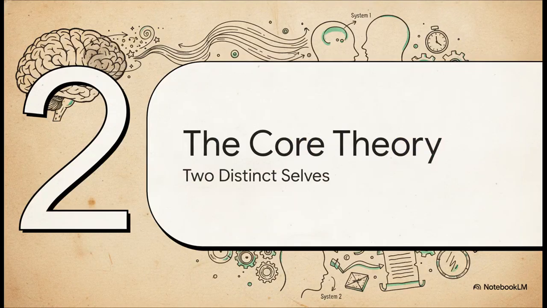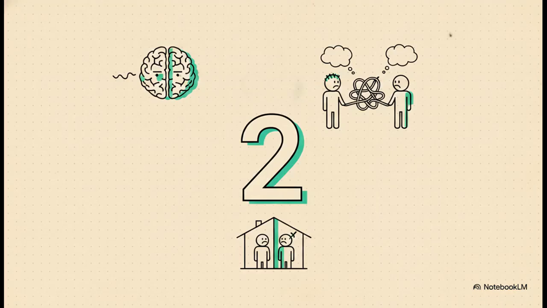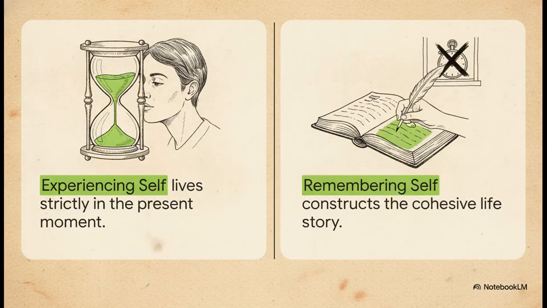Moving on to section 2, the core theory. So how exactly does our brain pull off this cognitive magic trick? The answer boils down to the number 2. Kahneman discovered that there are actually 2 entirely distinct selves operating inside every single person. They're essentially roommates living in your head, and let me tell you, they disagree on almost everything when it comes to your well-being.